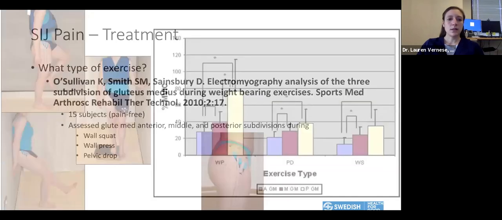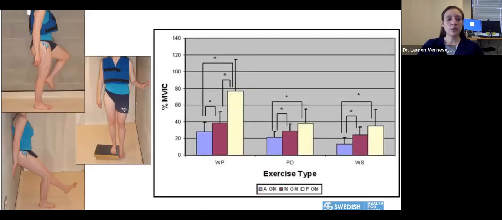And so in this study, the top left corner is looking at the wall press, and then the next picture down to the right is going to be your pelvic drop, and then the wall squat is the one in the bottom left corner. And it found that the wall press was the best at activating all of the fibers, and also the best at activating the posterior fibers, which are thought to be most important in providing the lumbosacral and lumbopelvic stability.